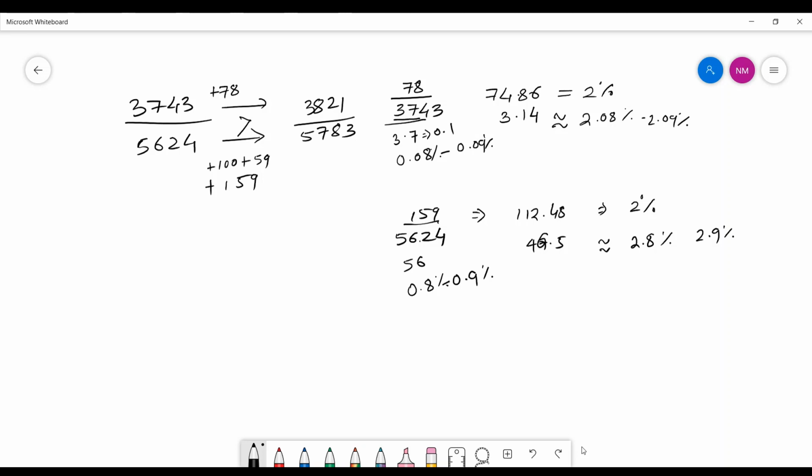I hope I have gone through this very slowly, but once you practice, you can put these techniques to use while calculating the ratios, and you can get these results pretty quickly.